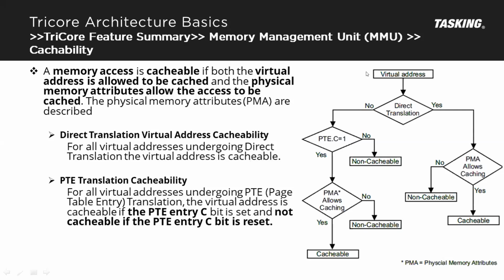So from the cacheability point of view, whether the contents referred to by this virtual address will be cached or not, this is the hierarchy with which you can control whether the data or the instructions will be cached or not. So again, is this a direct translation or not? If yes, for example here, direct translation means I am accessing the upper part of the address space or the lower part, and assuming that the virtual mode is not enabled.